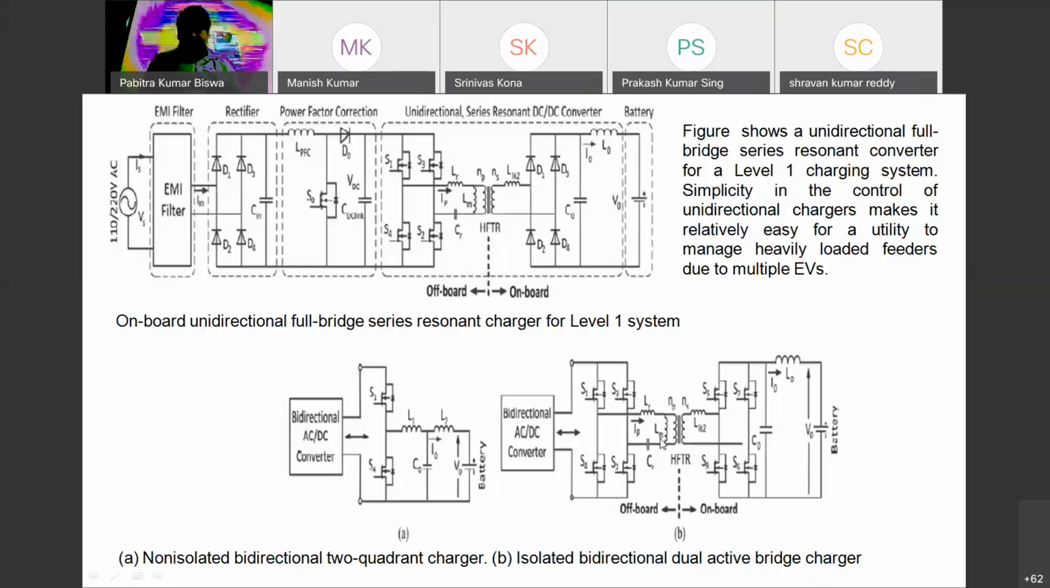Now we are considering the isolated bidirectional H-bridge converter. This is similar to what I already discussed. This side is off board, and this side we are considering on board.